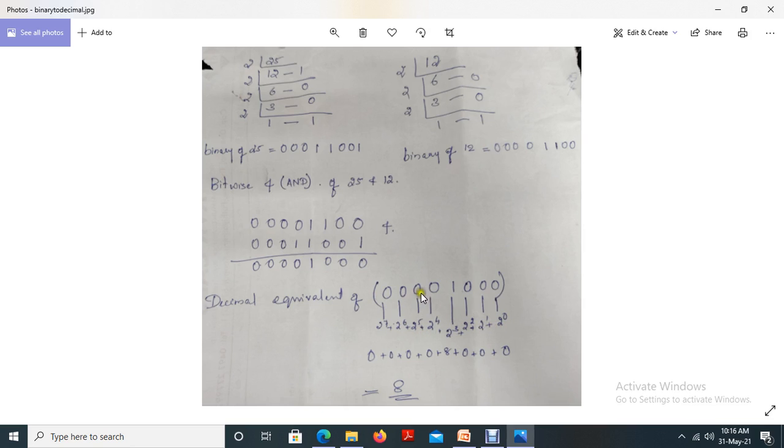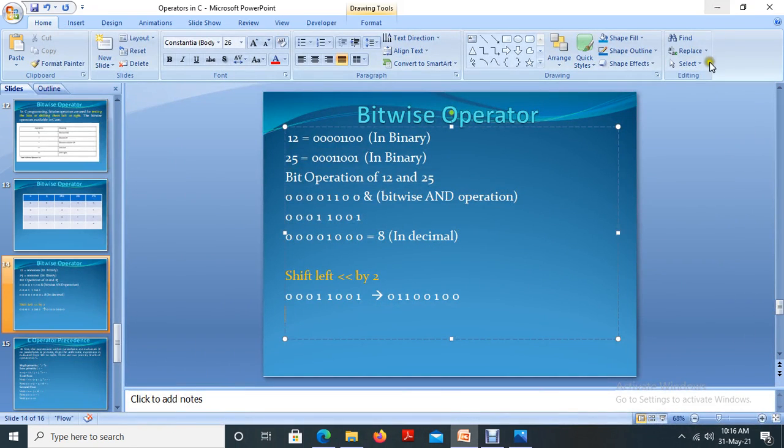So in this case, all the remaining values are 0 except the fourth position, this one. So 1 into 2 power 3. So 1 into 2 power 3 is what? 8. So 8 is the final output. So 8 is the result of these two operations. Okay. And this is how we got the value 8 here in decimal. Okay, hope you understand.